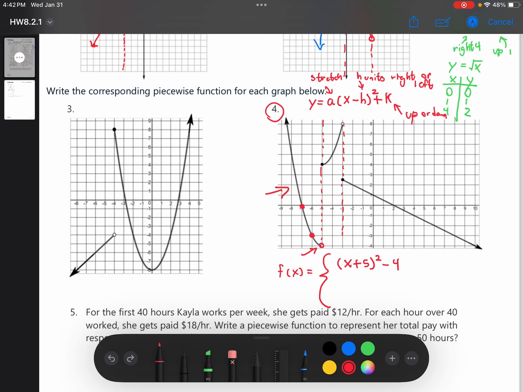Anyway, so for this one, the domain, look at it. I am starting at -5 and going left, so this would be if x is less than -5. And it's only less than, not equal to, because I have an open dot right there.